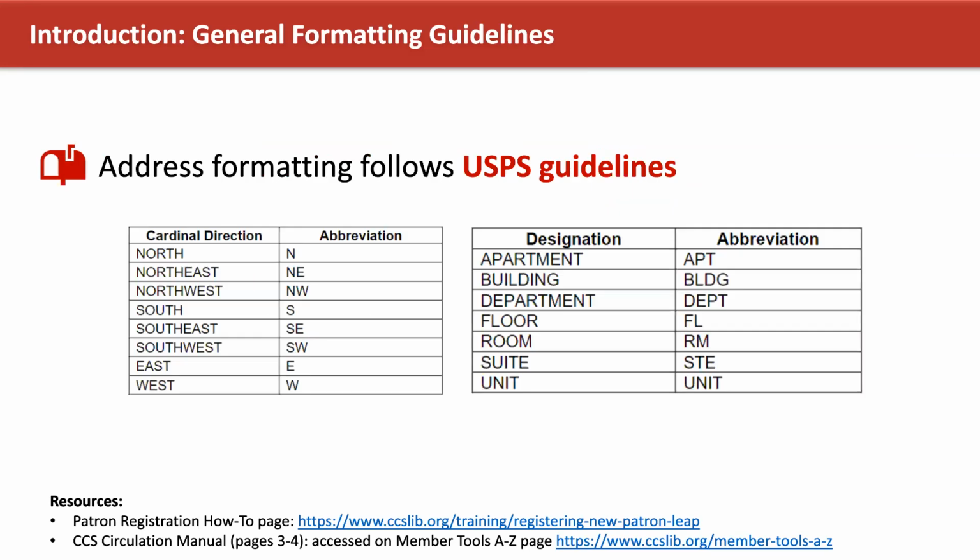And the third kind of general formatting guideline is that we format addresses to follow USPS guidelines. This is so we stay consistent when abbreviating things like row types and unit designations. You'll see some examples on the slide. You can find information about these guidelines and the USPS abbreviations on both the CCS website, patron registration how-to page, and in the CCS circulation manual.